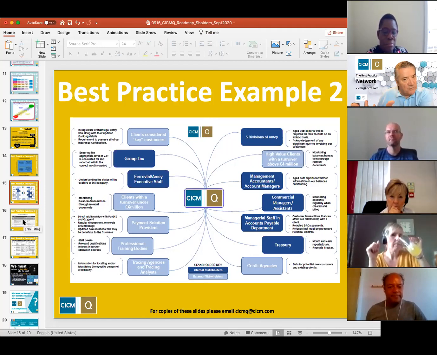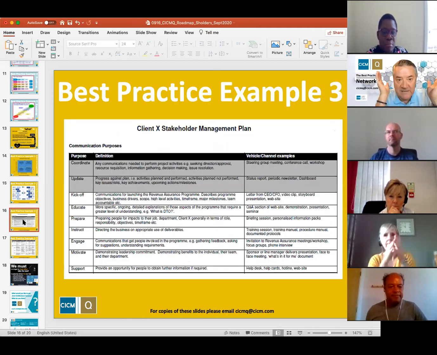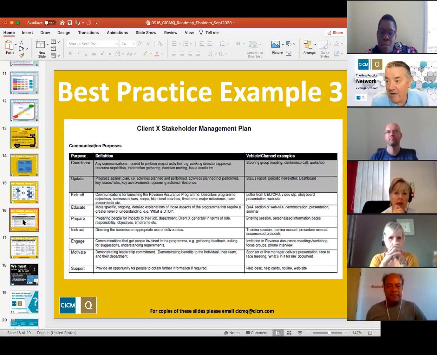So you've got your stakeholder roadmap, you've got your stakeholders. You then need to think, right, what are the messages? When you're launching something, you've got to think about that. And there are different ways in which you can do it. This is a stakeholder management plan, actually, that I produced for a client in 2004, and it is still relevant today. And some of the ways in which you deliver it might be slightly different.